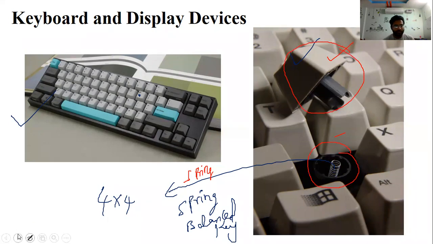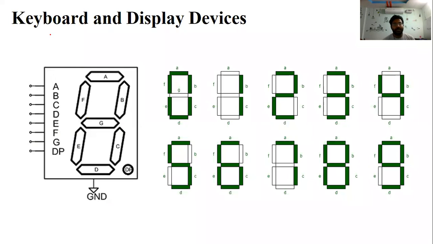Now this is the display. We are talking about the 7-segment display. There are specific LEDs: A is one LED, B is one LED, C is one LED. All these LEDs together form the 7-segment display.